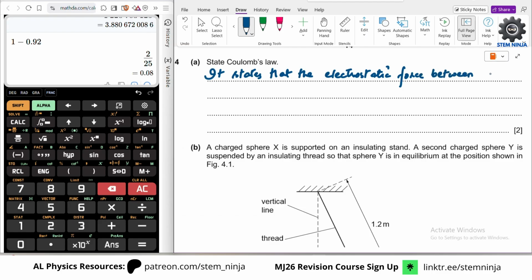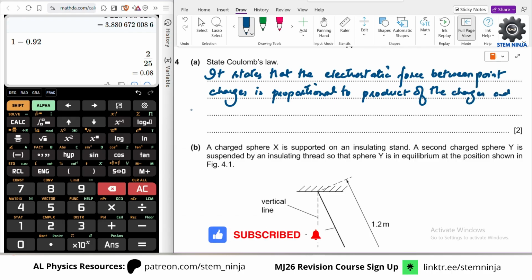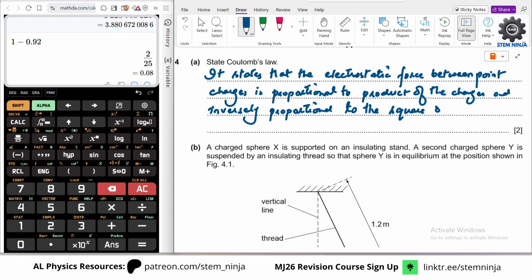between point charges is proportional to the product of the charges and inversely proportional to the square of the distance between their centers.